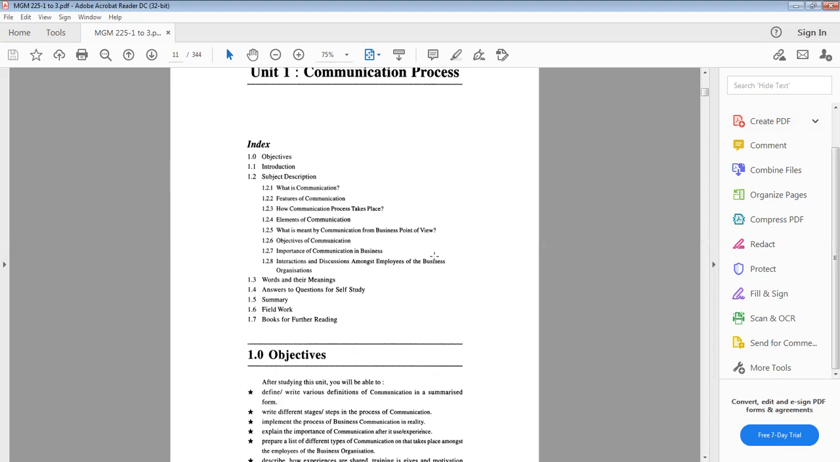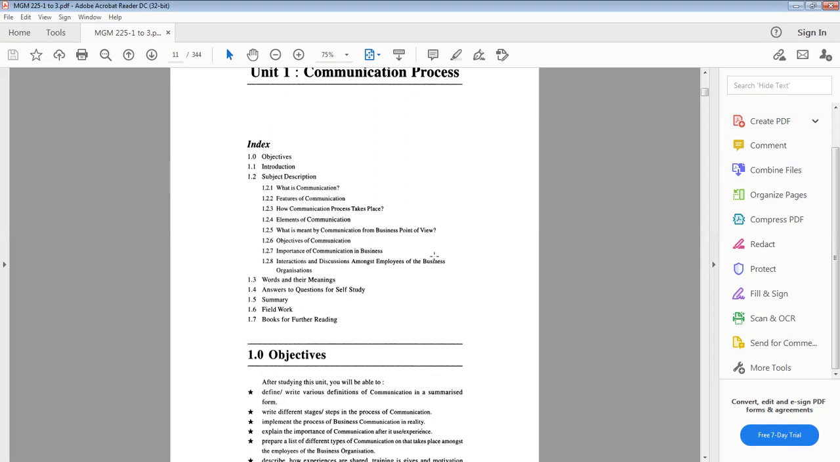Now we go to the introduction part of this communication process. As you know, students, in today's modern world, information and knowledge is assimilated in large quantity in business organizations. The collected information and knowledge is transmitted through different media. The activity of collection and distribution of information takes place uninterruptedly in business organization. Therefore, today's world is known as the information age.